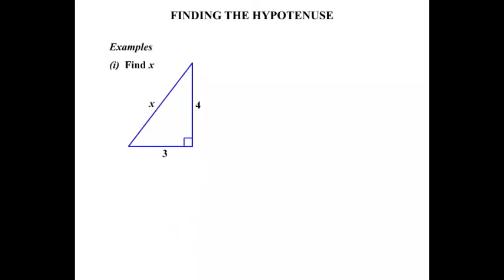We're asked to find X. Now we can see that X is the longest side in this right-angled triangle. It's the hypotenuse. So we start by saying X squared equals, and the two shorter sides are 4 and 3. So we write that it equals 4 squared plus 3 squared. Well, 4 squared is 16, 3 squared is 9. So adding the two together we get 25.